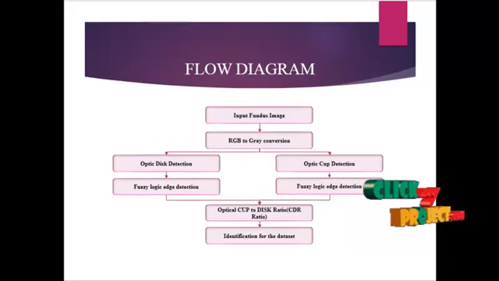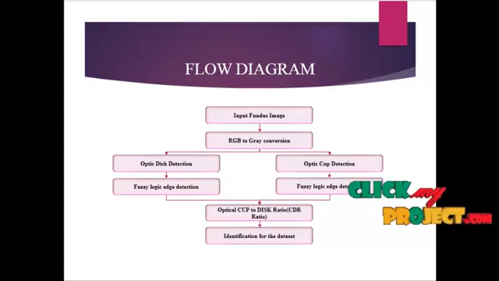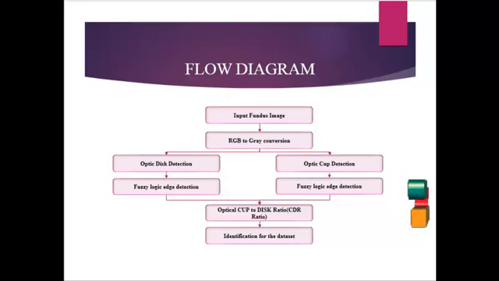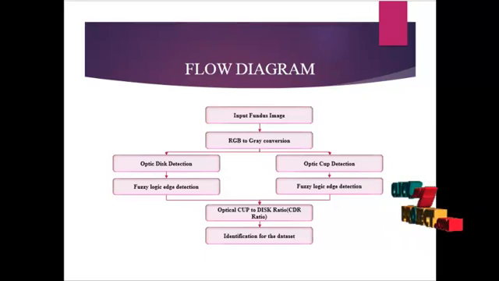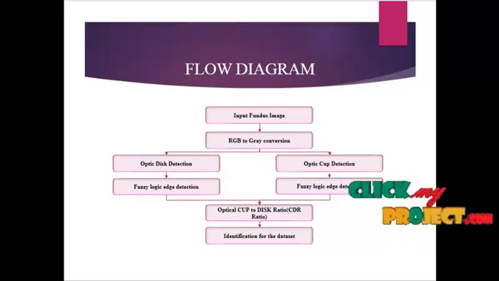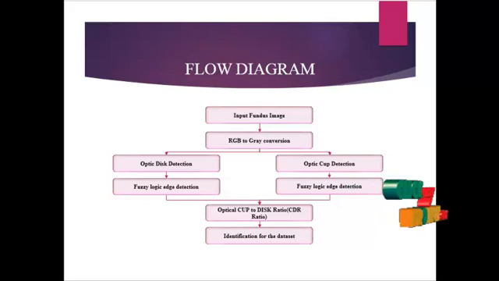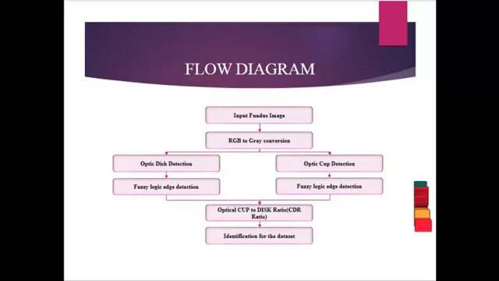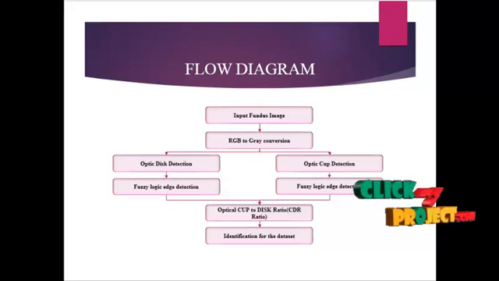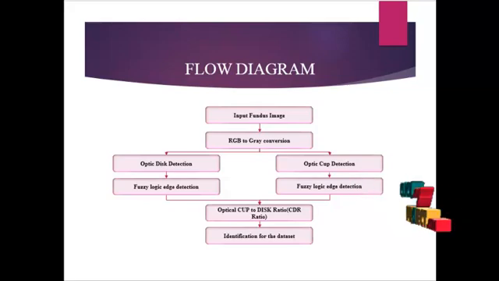Now let us see the flow of the project in which we are working. The first step is to get an input image from the dataset where we have stored both glaucoma affected images and normal fundus images. After getting an input image, it is converted from the RGB image into the grayscale image. The gray image is then given into the optical disk detection and optical cup detection segmentation part.